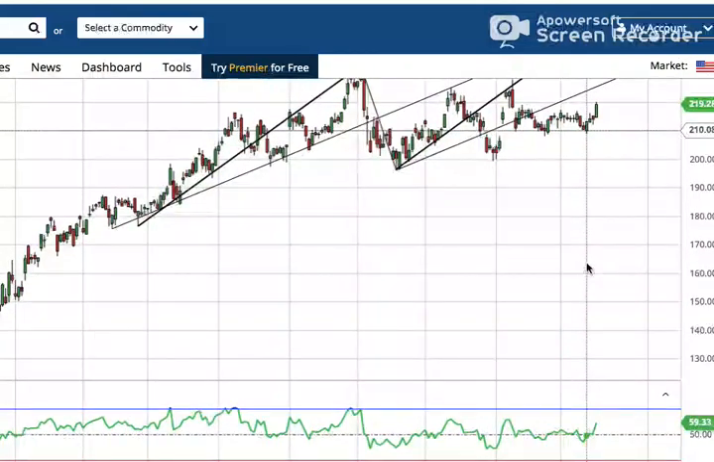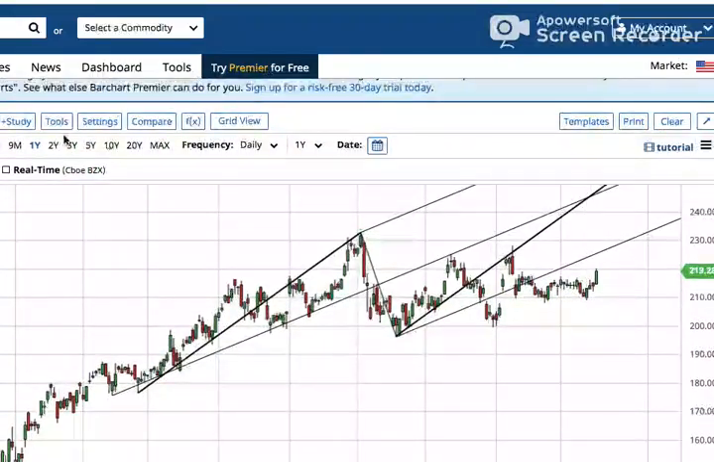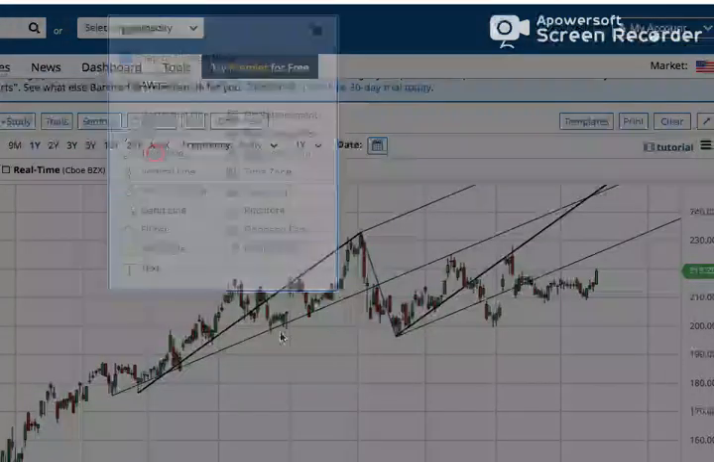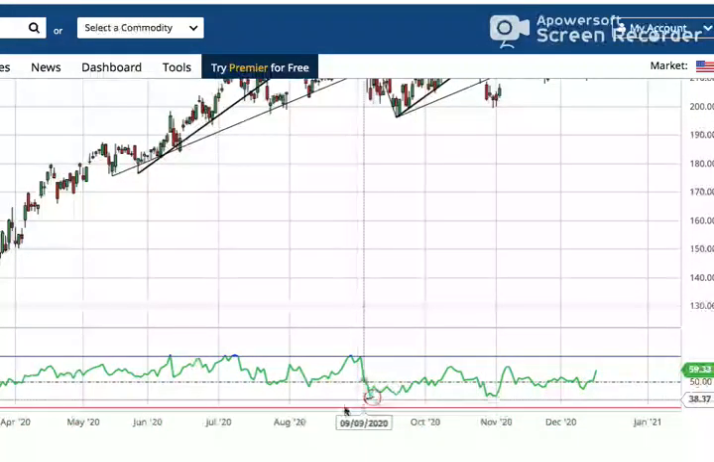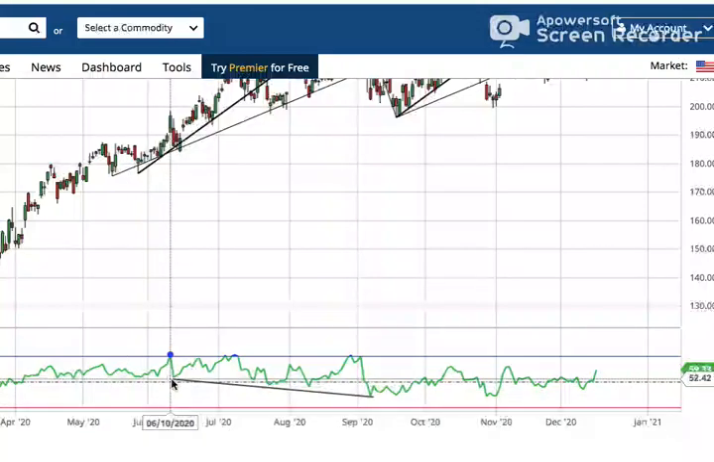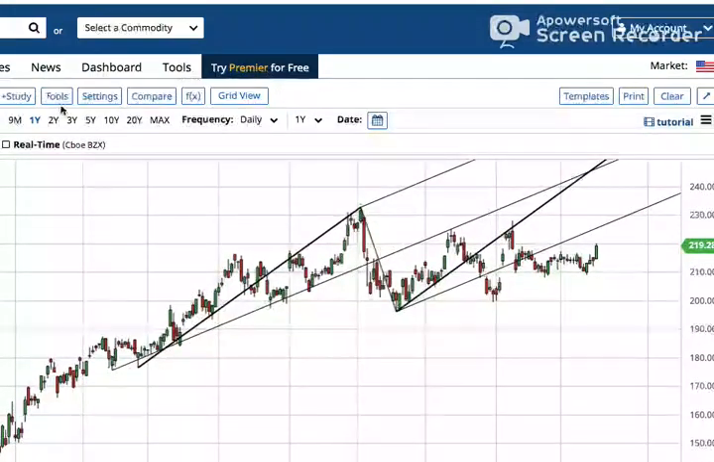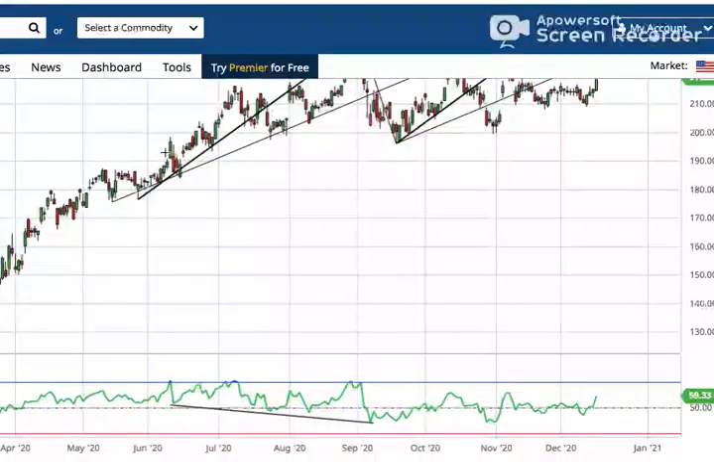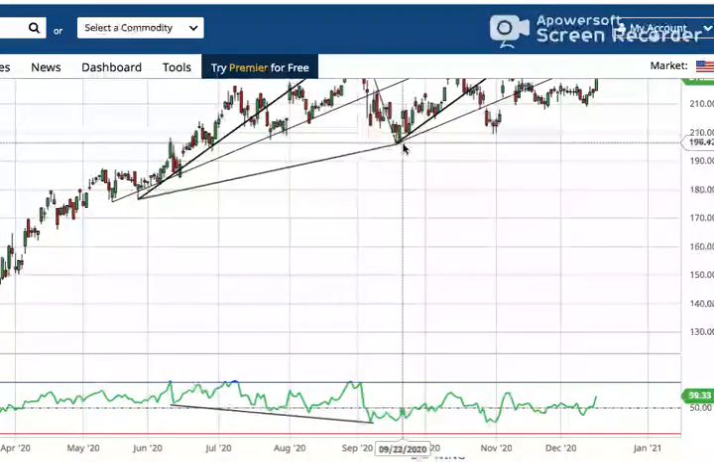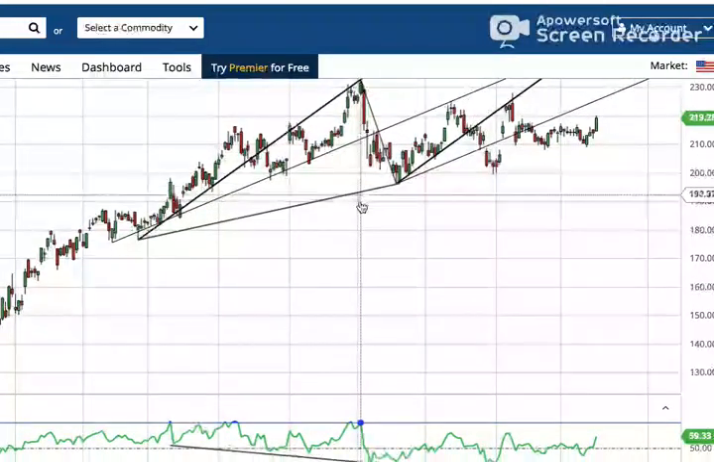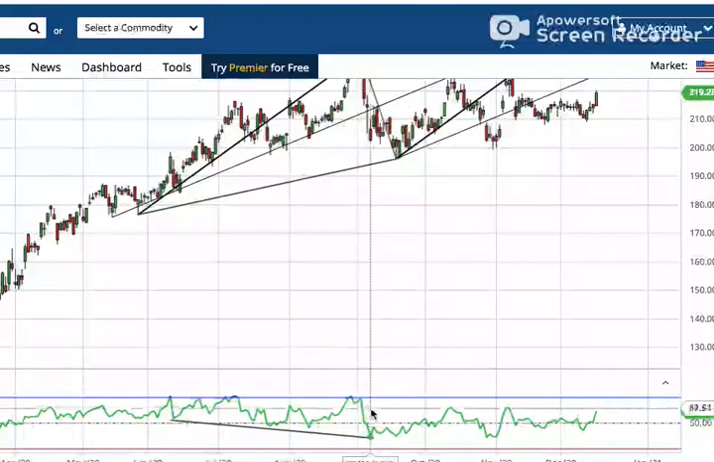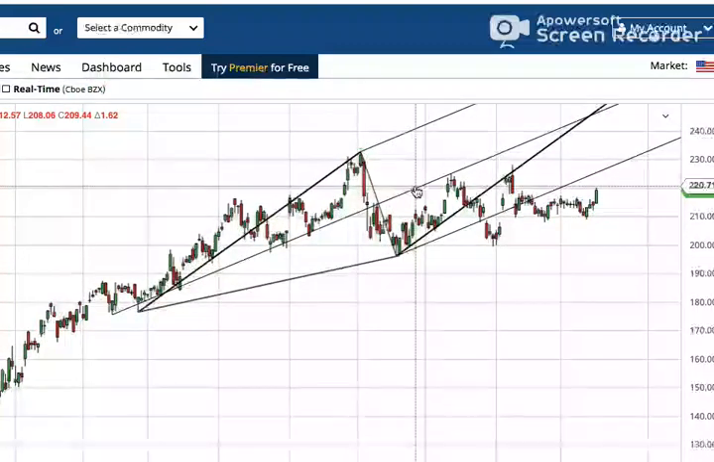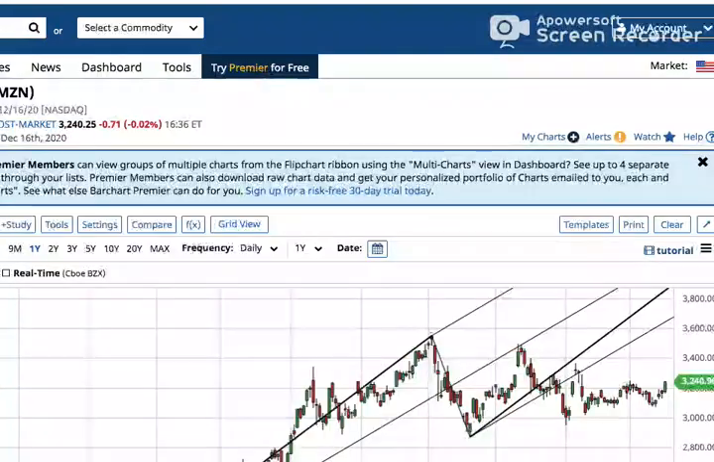I love this pitchfork right here. We have really nice continuation divergence, like we talked about with Tesla, where if you take the relative strength index, it's making a lower low, but price is making higher lows. So that shows that it is taking sellers a lot more effort to push price down, not as much. Okay, so let's go to Amazon real quick.